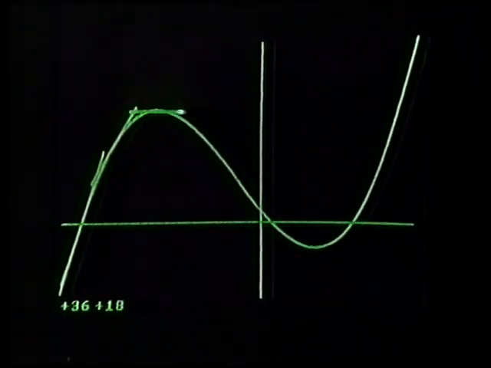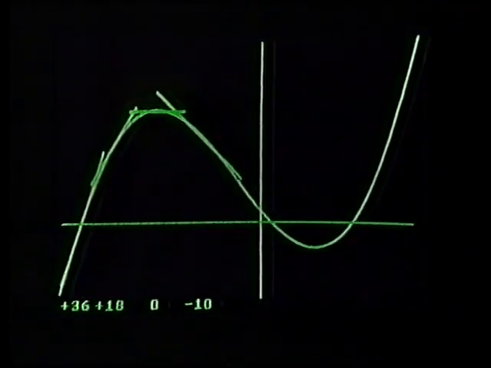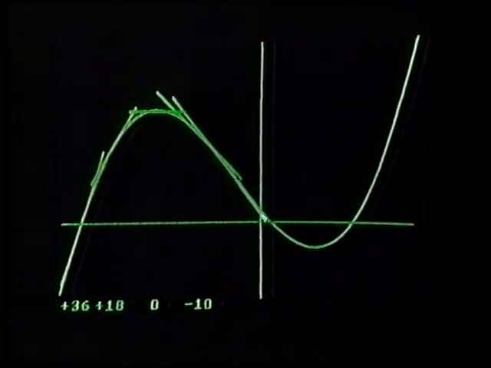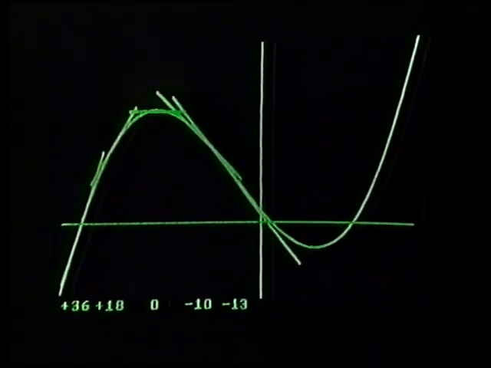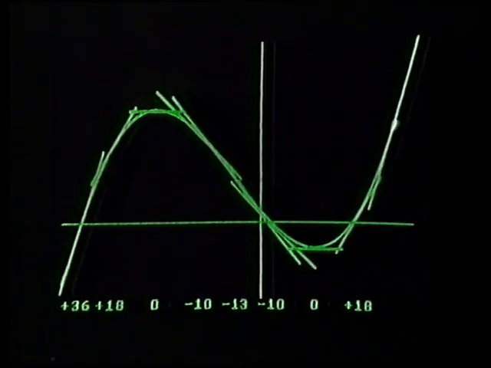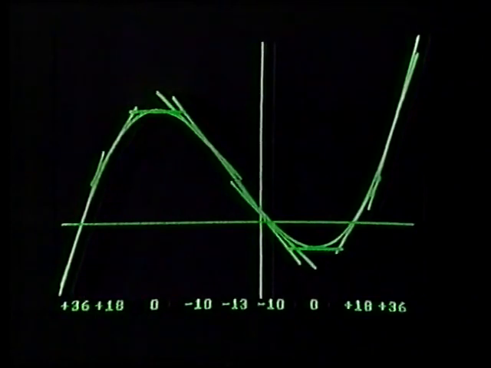And as we go along from the left, the tangents are above the curve. And they continue to be above the curve until we get round to this point here, where there's a tangent which crosses the curve. And now, as we increase x, the tangents are below the curve. Well, let's try to identify where the tangent crosses the curve.